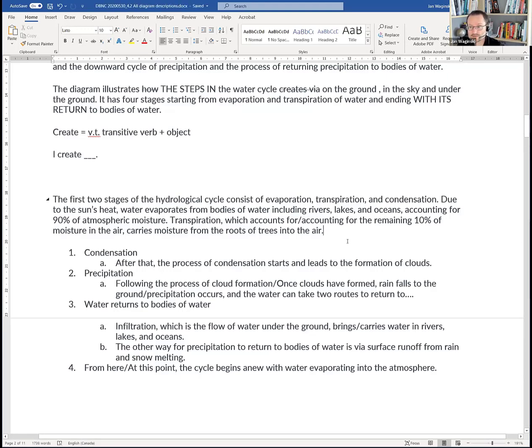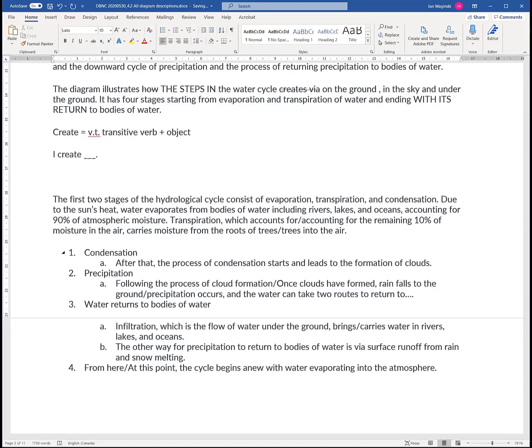Okay, let's go with Safa. Next part, should we say trees' roots, with the apostrophe? Moisture from the roots of trees into the air. Trees, S, and the apostrophe, and the roots. You could also say tree roots.